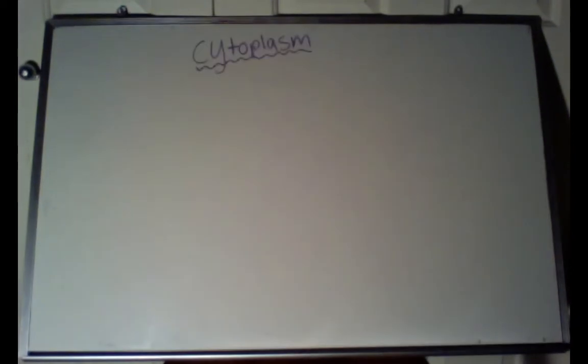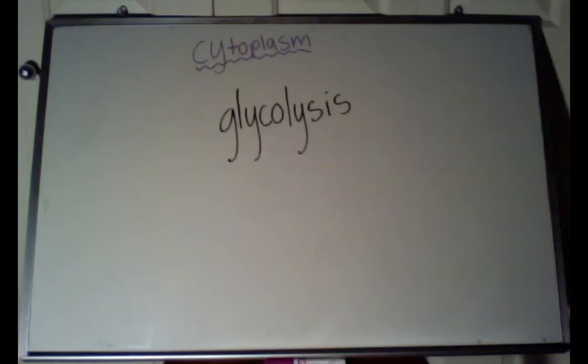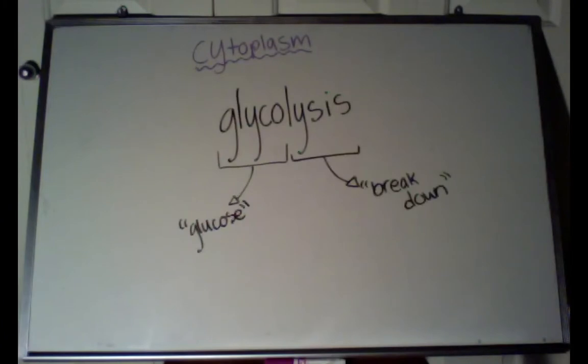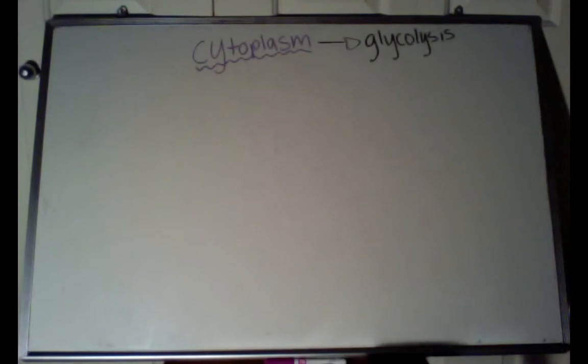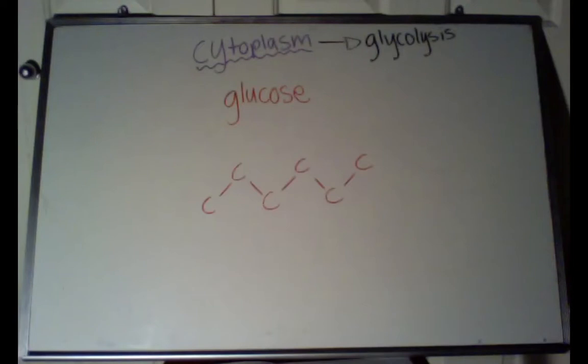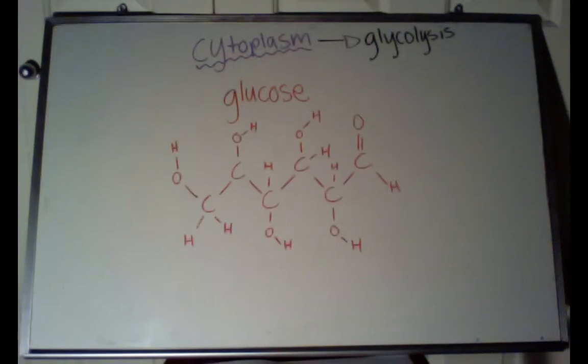Now, within the cytoplasm, which is inside the cell but outside of the mitochondrion, the location of this smiley face here, we have something known as glycolysis that occurs. So if we break down the word, we have glyco, which is an older spelling of the word glucose, and lysis, which means to break down. Hey, we just broke down the word. That's a pun. Alright, so glycolysis starts off with a molecule of glucose, which is a 6-carbon chain.